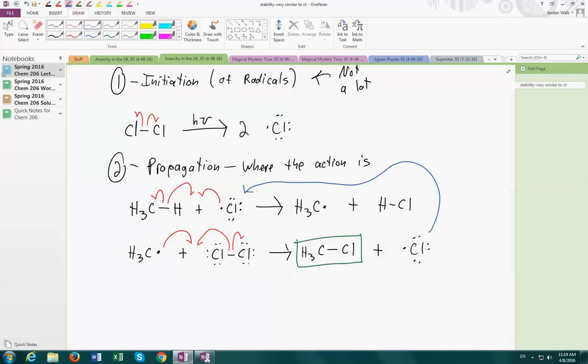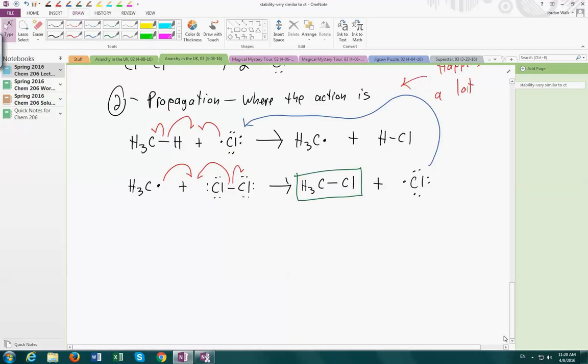All right, so the initiation doesn't have to happen much. The propagation, where the action is, actually happens a lot. So this is going to be the main part of our radical chain mechanism, the propagation step.